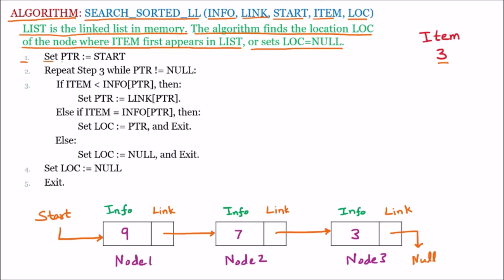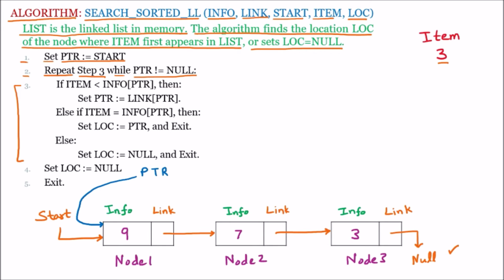Set PTR is equal to start. So first of all we are taking a pointer which is a traversal pointer and we are making it point to the start. So there we are having the PTR. PTR is a pointer. It is pointing to start and the start is pointing to node 1. So that means PTR is pointing to node 1 now. Then in line 2 we are saying repeat step 3. That means this whole step 3 will be repeated while PTR not equal to null. Until the PTR reaches null, we are going to repeat this step 3.